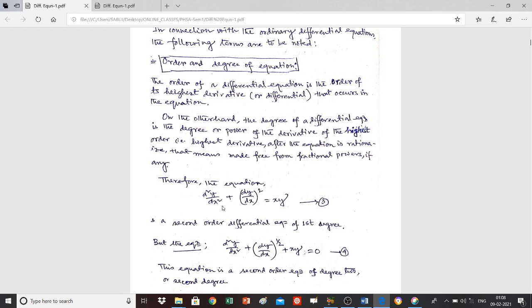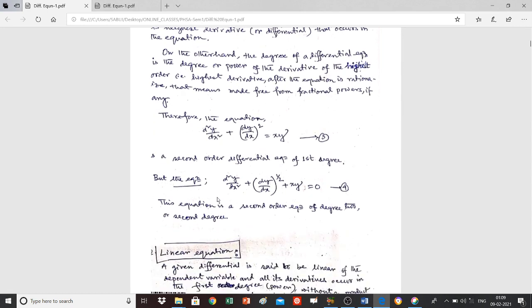So the power of the highest derivative is 1 here, and the power of the highest derivative is actually known as the degree of the equation. So in this case, the degree of the equation is 1, and it is very often called first degree. So the equation given by equation number 3, that is d2y by dx square plus (dy by dx) whole square equal to xy, has degree 1 and order 2.